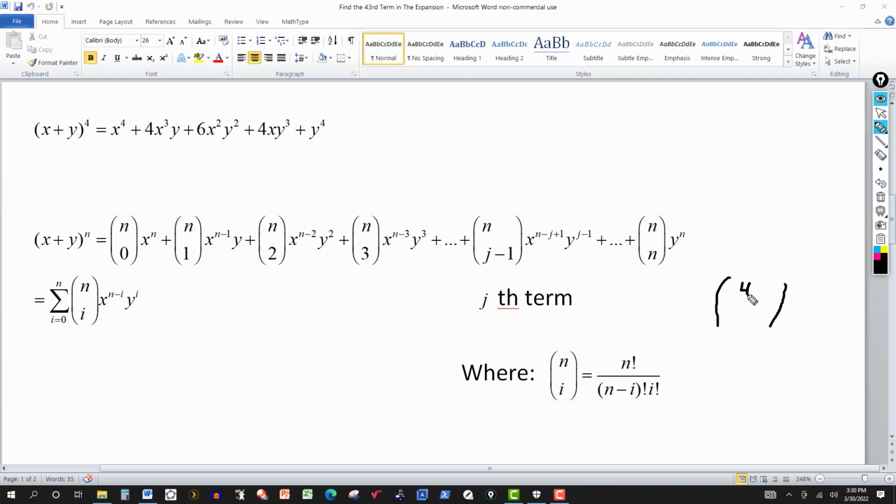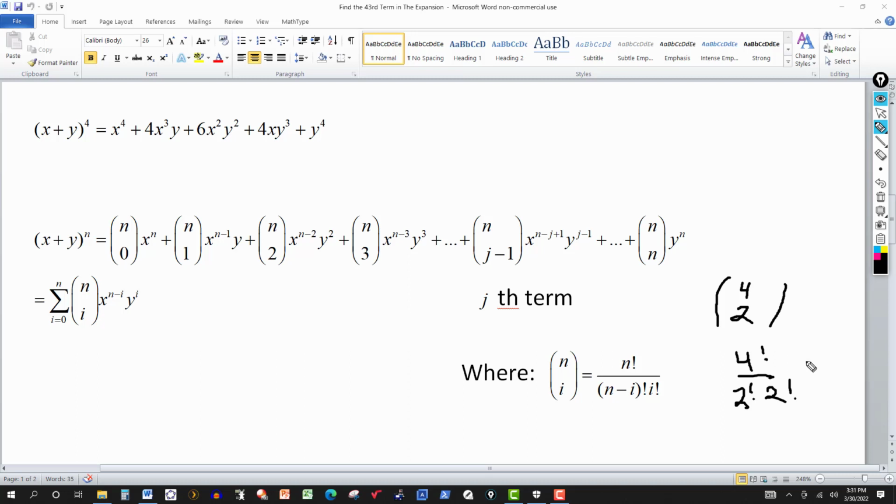You set this up like this for 4 select 2. And this is your formula for combinations, used a lot in probability. So this is your n, this is your i, so it goes like this: 4 factorial over 4 minus 2 factorial, so that's 2 factorial, and then times i factorial, and i is 2. Remember, 4 factorial means the consecutive product from 1 to 4. So it's 1 times 2 times 3 times 4, or 4 times 3 times 2 times 1. 2 factorial is 2 times 1 or 1 times 2.